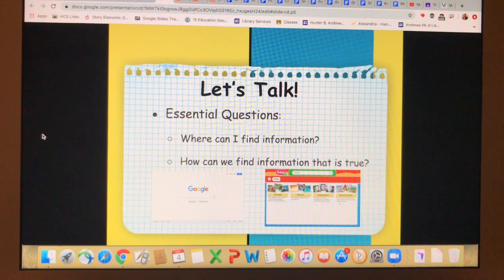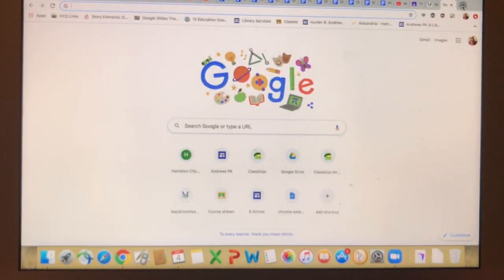Well, we've already talked about where we can find information. Remember, they said you could find information in books. You could find information on the internet. You could even find information using iPads. And how can you find information that's true? Well, a lot of people go to Google. And I am going to show you Google really quick.